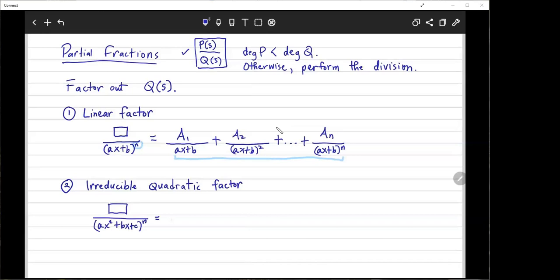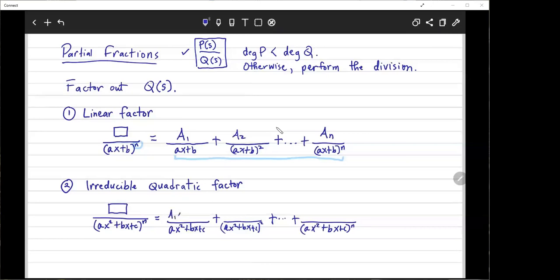So same procedure, we will have n fractions. And then the exponent in our denominator keeps getting larger. I start with ax squared plus bx plus c, then ax squared plus bx plus c, quantity squared, up to ax squared plus bx plus c raised to n. The difference here, if we have quadratic factors or irreducible quadratic factors, is that instead of a constant, we have a linear numerator.